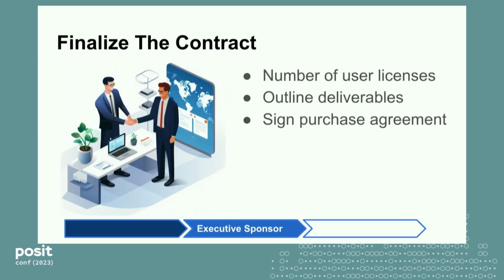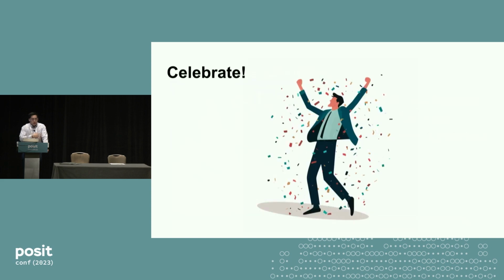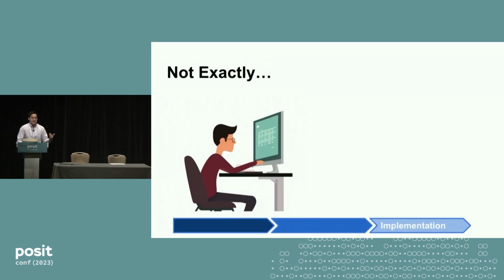And then what that ended up doing is it sealed the deal so that the COO was able to sign off on it, and then I was able to outline a plan of action for the first 90 days. And then it was time to celebrate because it was like, yes, I finally did it. It was a 2-3 month process, but that's actually not exactly the case at all. You still have to implement it.